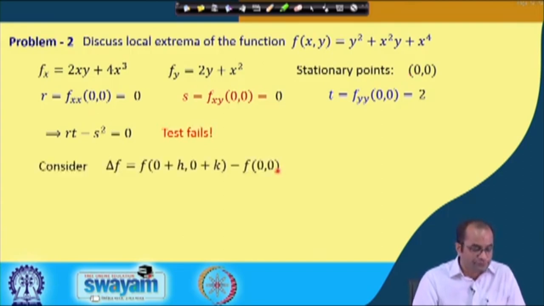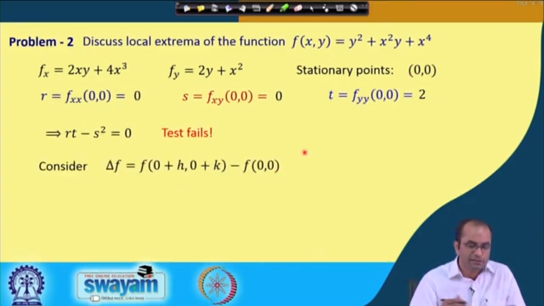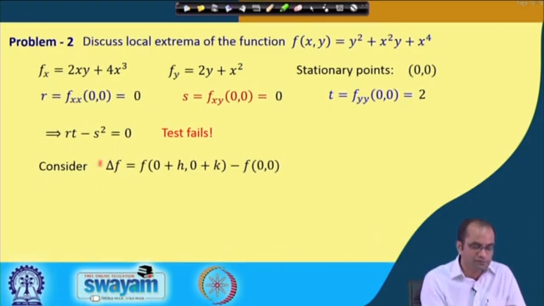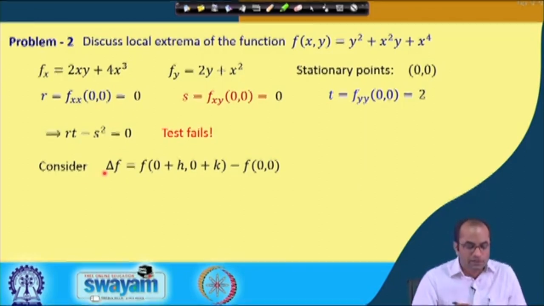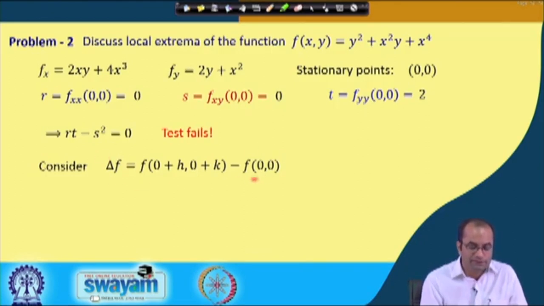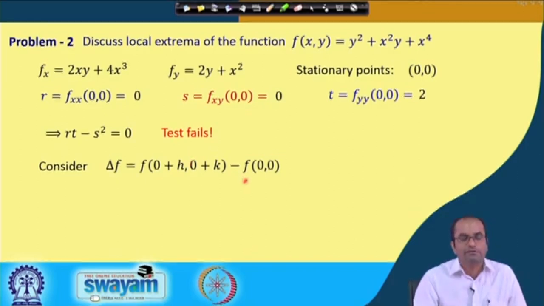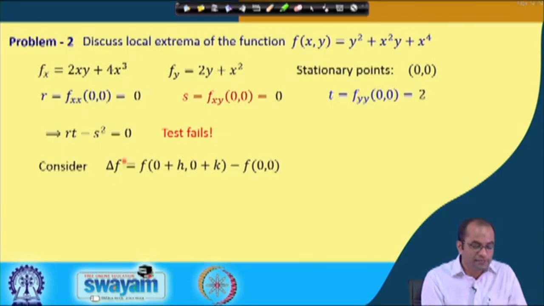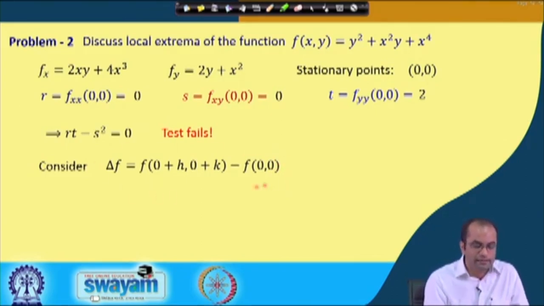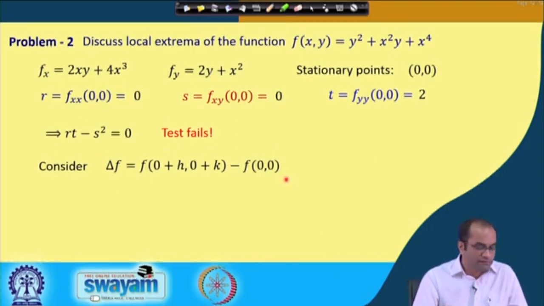So, this test fails, but we can easily identify whether this point is a point of maximum, minimum or a saddle point if we compute directly, the idea was this delta f. Based on the sign of this delta f, we can decide whether this is a point of maximum or minimum. If it is negative, that means this f 0 0 is larger than the points in the neighborhood, so we have the local maximum in this case. If this delta f is positive in the neighborhood, then this is a point of local minimum naturally, and if it changes sign in the neighborhood of the 0 0 point, then we will conclude that this is a saddle point. So, we will try here now to observe the sign of this delta f directly without going through the second order derivative test.